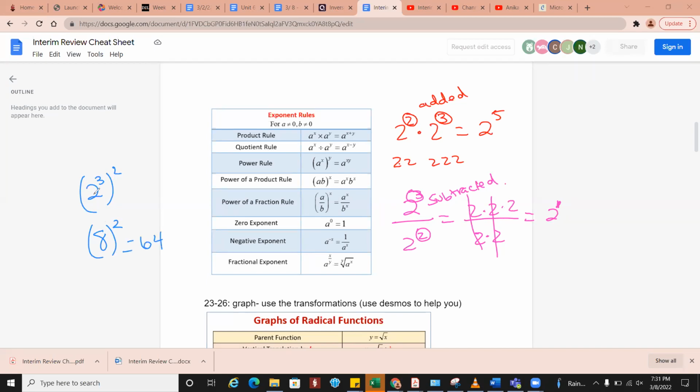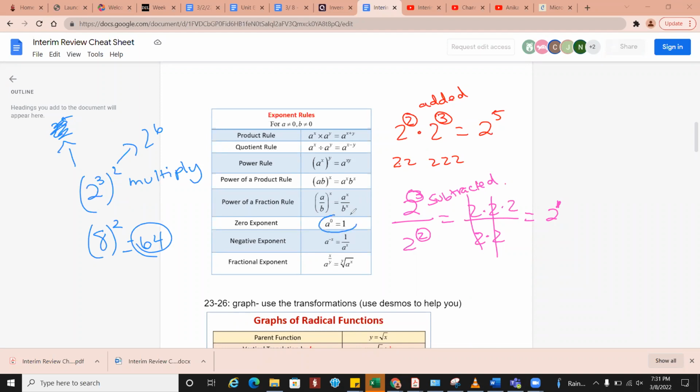Okay. Well, does that mean that I'm going to add these? Because if I added them, it would give me 2 to the 5th, and that's not equal to 64. If I multiply them, that'll give me 2 to the 6th, and that will give me 64. So when you have an exponent raised to an exponent, you're going to multiply the exponents. Like I said, I've never had these memorized. So just plug in and see which one works.